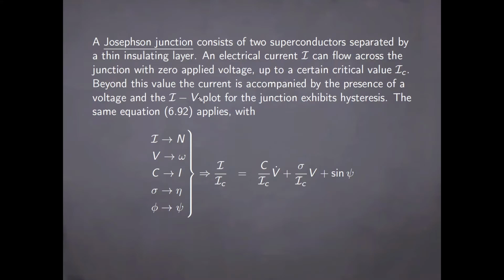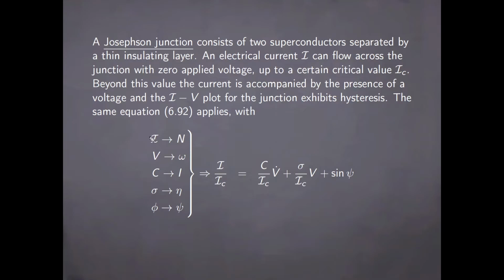Beyond this value, the current is accompanied by the presence of a voltage, and the current-voltage plot for the junction exhibits hysteresis. And what's interesting is that the same equation of motion 692 that we have studied here applies in this situation by making the following transformations.